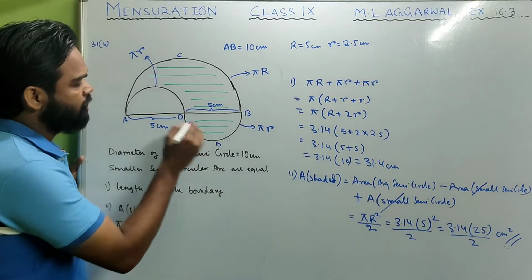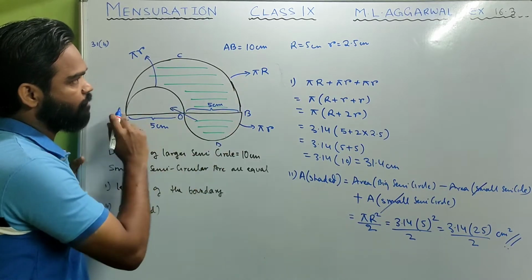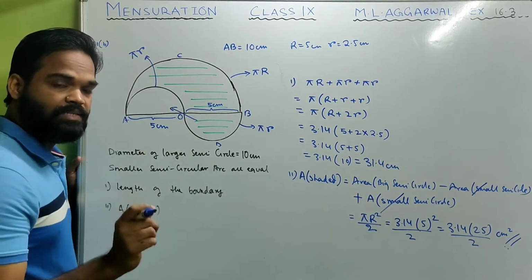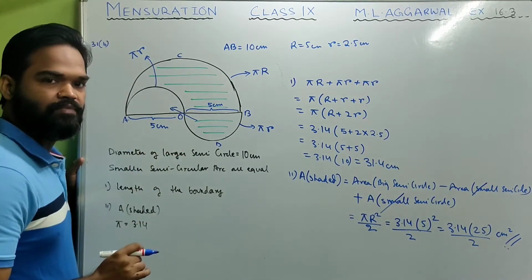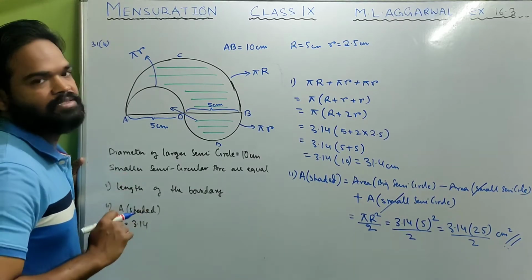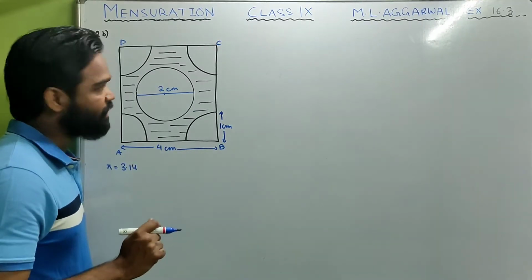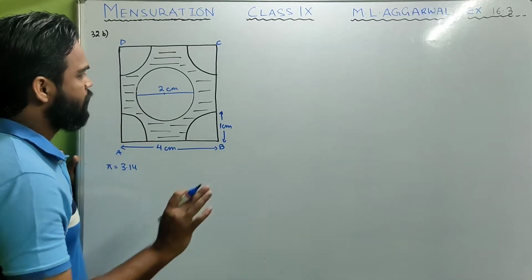Or simply you can see now, if you displace this part over here, this becomes a complete semicircle with radius 5. Clear? Now let us look at the next sum. Now look at 32 part B. 32 part A is similar to 31. Okay? Now look over here.